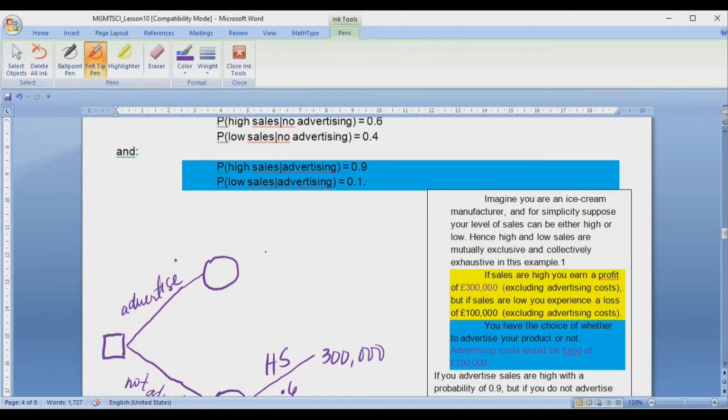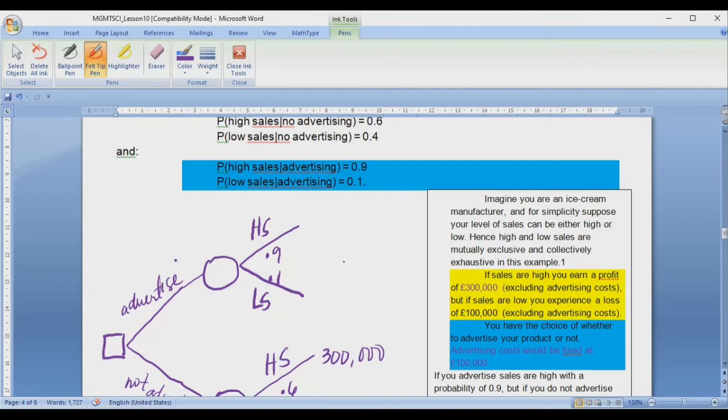So, this chance event of advertisement, with advertise, has two alternatives. So, if sales are high, the probability is 0.9. And if sales are low, the probability is 0.1. How about if sales are high? What is the profit? So, with advertisement, the advertising cost is 100,000.